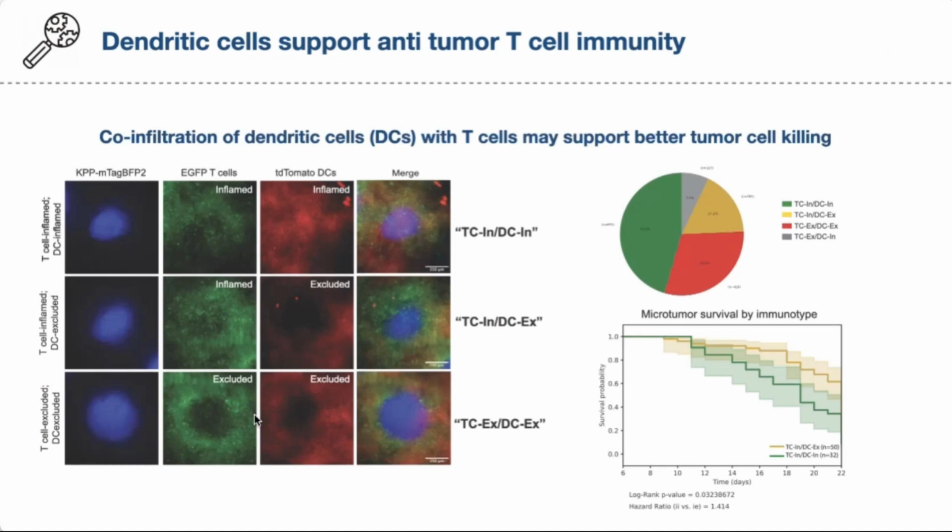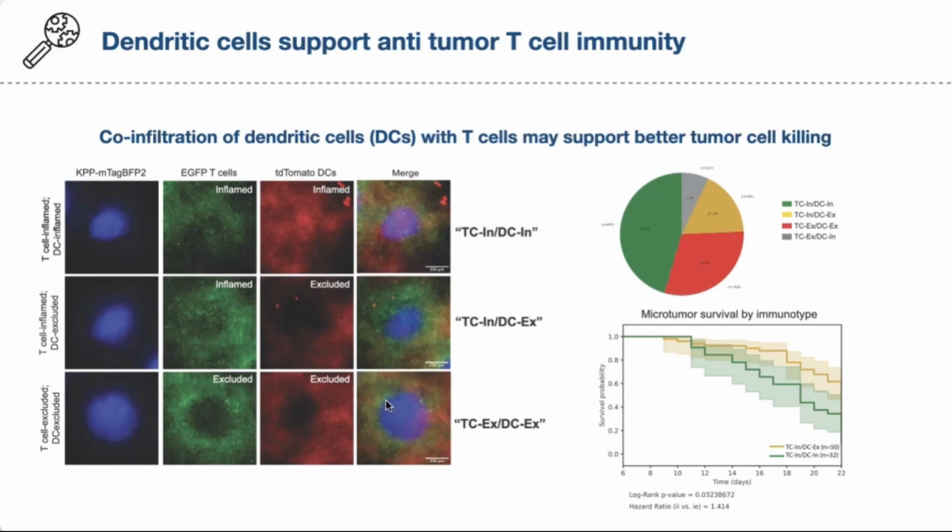So across hundreds of microtumors, we observed 3 major immunotypes. These are doubly inflamed tumors with T cells and dendritic cells infiltrating together throughout the tumor lesion. We see T cell inflamed and dendritic cell excluded tumors where T cells are able to infiltrate the lesion, but dendritic cells are constrained at the periphery of the tumor, and doubly excluded tumors which have both T cells and dendritic cells constrained to the borders of the tumor.